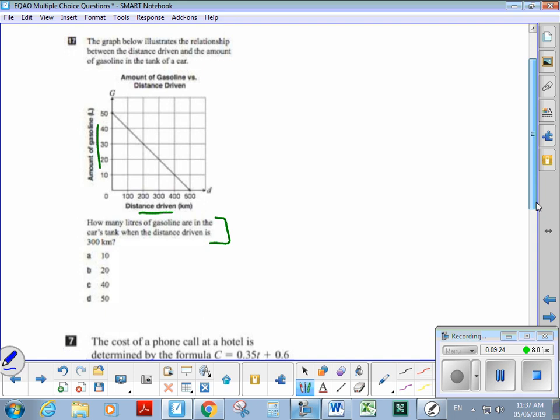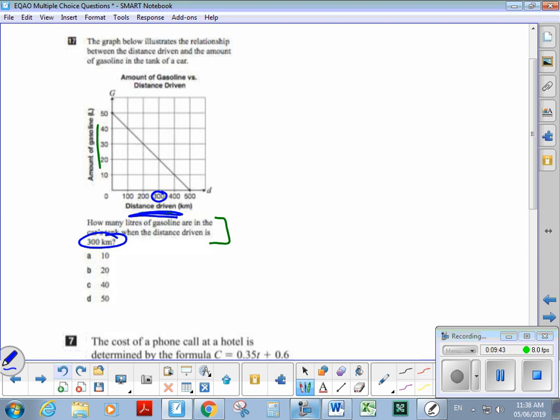Okay, so we need to find 300 kilometers on this graph. Now, this is the amount of liters, so we're not going to find 300 kilometers on the y-axis. So that means it's going to be on the x-axis. So there's kilometers driven. Here's 300.